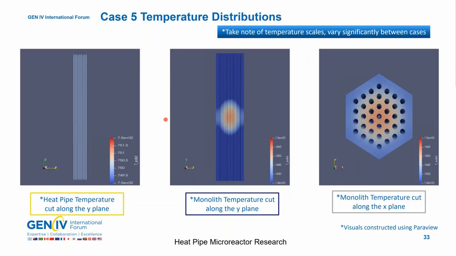Another case is case five. In this case, all heat pipes fail, and that's why the 2D heat pipe temperature here doesn't make any change. We also check the monolith temperature from the side view and top view, and if we compare the color, it's over 400 Kelvin, below 1500 Kelvin. It's far higher than the maintaining temperature of the stainless steel.